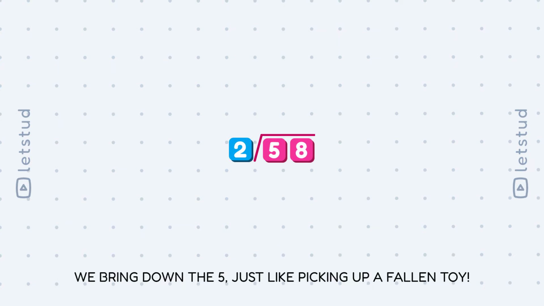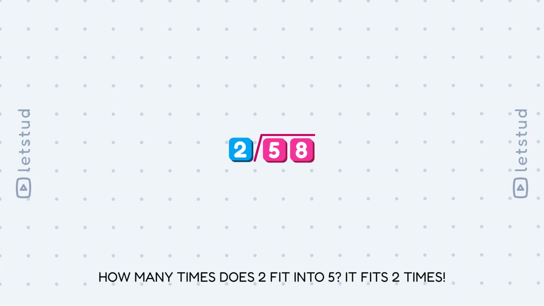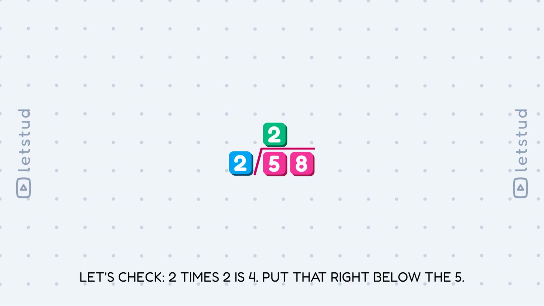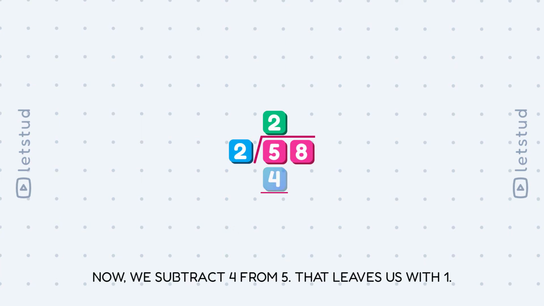Alright, let's start our division adventure. We bring down the 5. How many times does 2 fit into 5? It fits 2 times. Let's check: 2 times 2 is 4. Put that right below the 5. Now we subtract 4 from 5. That leaves us with 1.